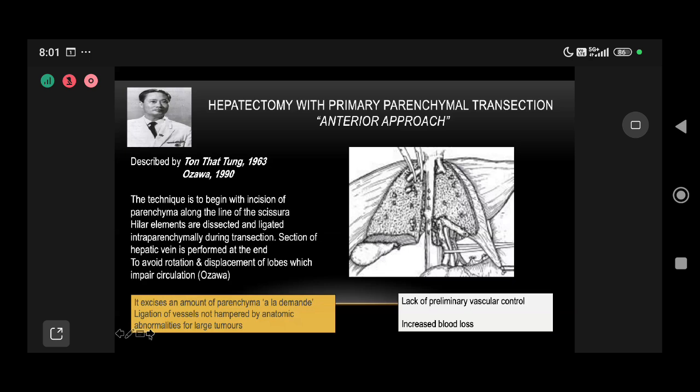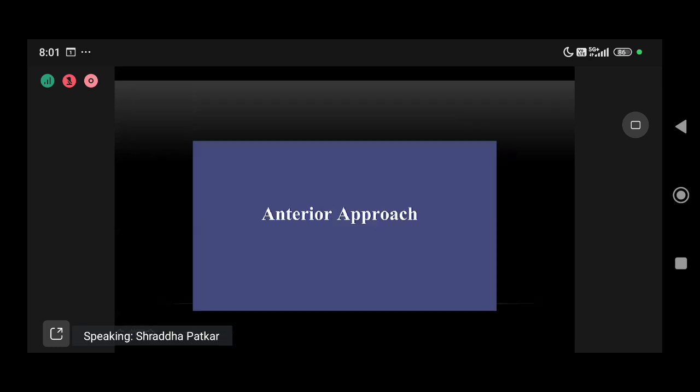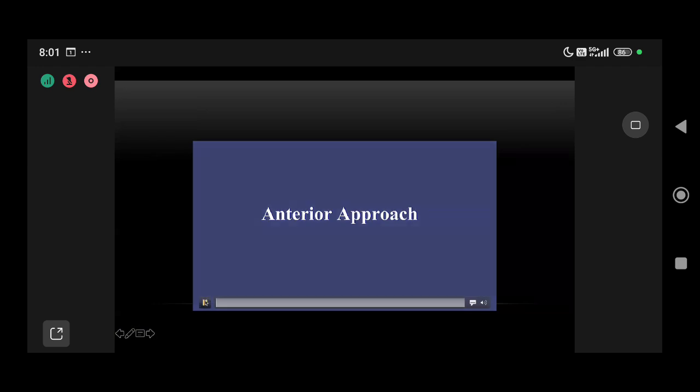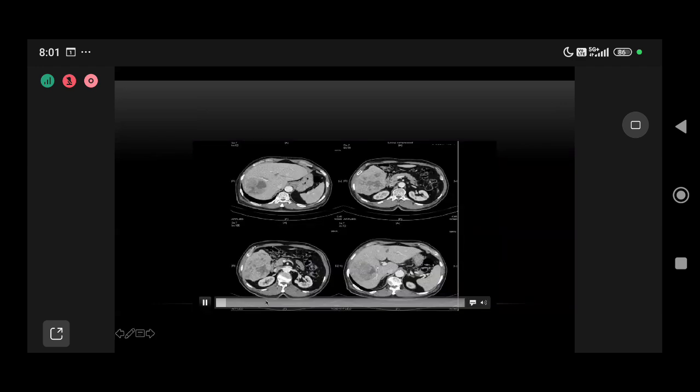What happens is with this, you don't have a vascular control, so it may increase blood loss, but it avoids rotation and displacement of the lobes and decreases the chances of injury, especially if you have large tumors where you don't have access and they are stuck to the diaphragm or the cava. So the anterior approach is more suited for these kind of big tumors.